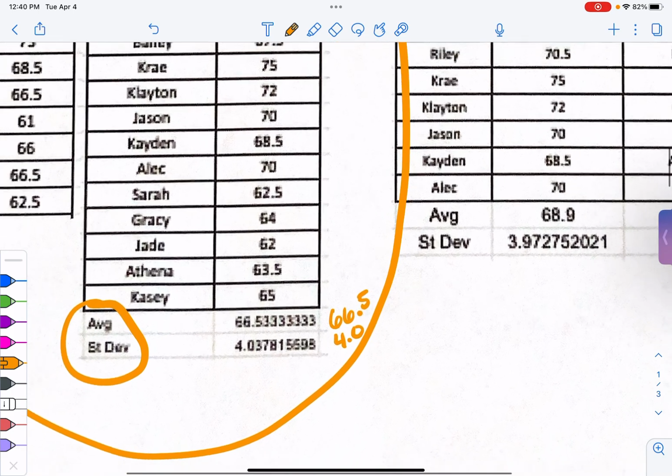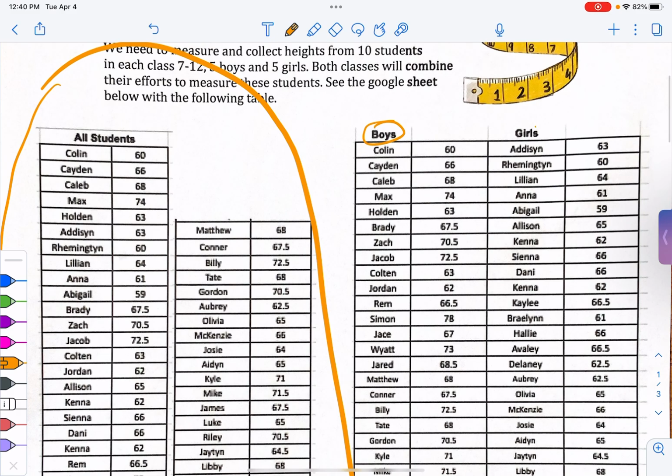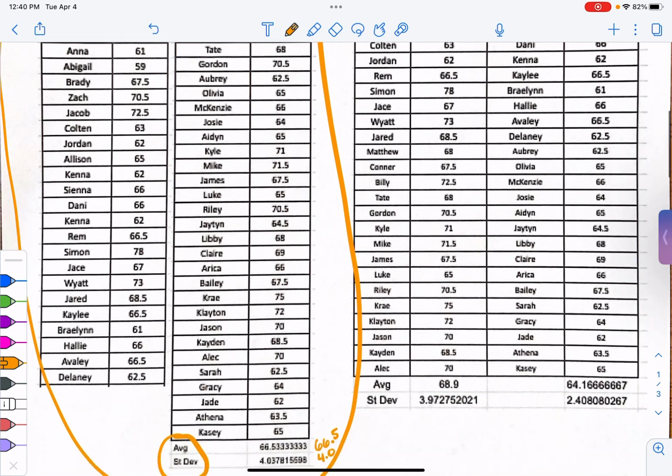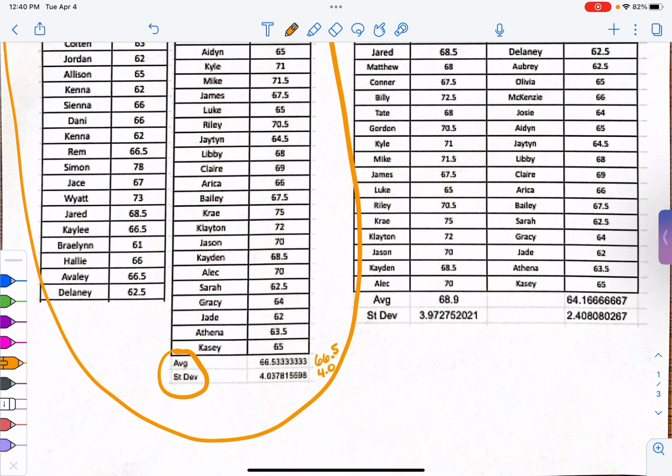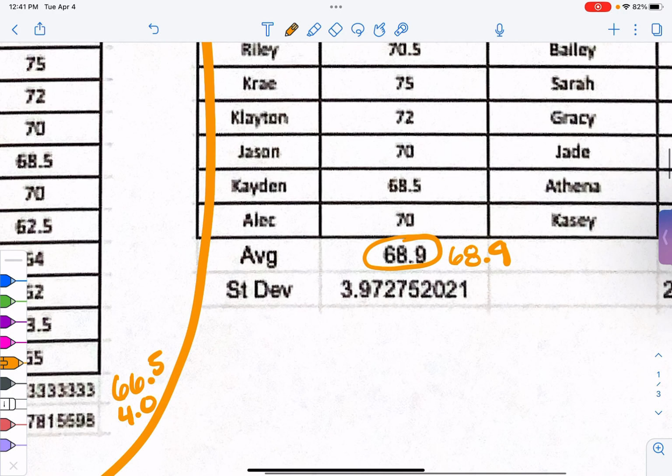But then I went ahead and separated them out into 2 groups. So I did the boys' data and I did the girls' data. So if you need the average and the standard deviation for those, the average height for boys was 68.9. I'll write that closer. And then 3.97 would round to 4.0 if we go to 1 decimal place. So standard deviation of 4.0 there as well.